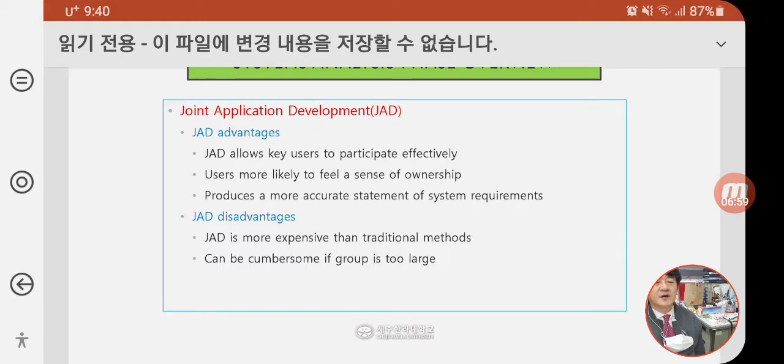JAD has some advantages. JAD allows key users to participate effectively. Users are more likely to feel a sense of ownership. JAD produces a more accurate statement of system requirements. Also, JAD has some disadvantages. JAD is more expensive than traditional methods. JAD can be cumbersome if the group is too large.